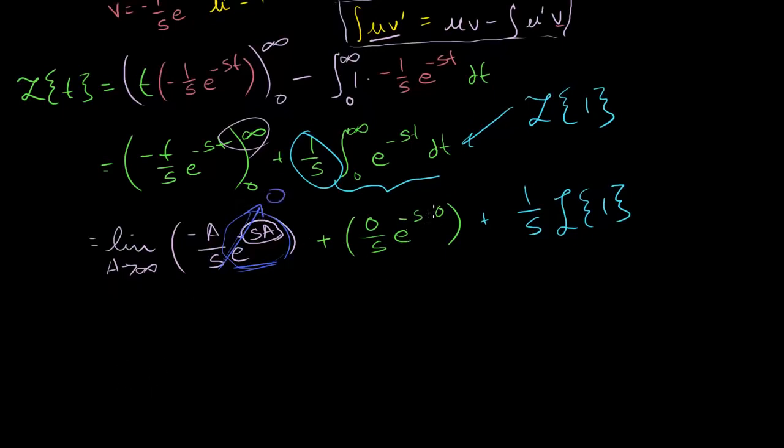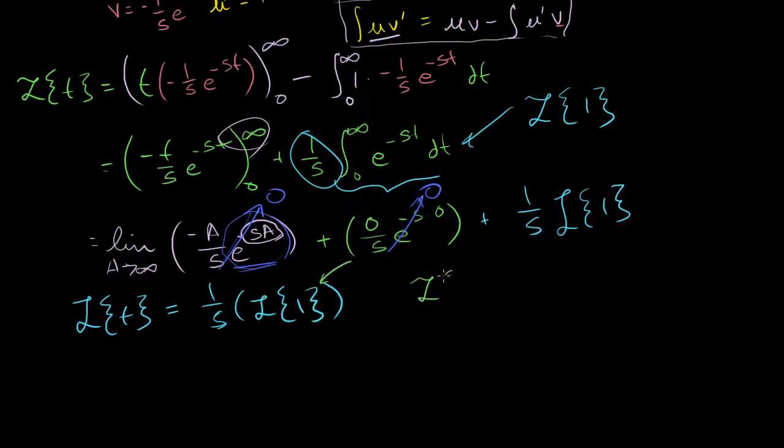Likewise, e to the 0 is 1, but you're multiplying it times a 0. So this is also going to go to 0, which is convenient because all of this stuff just disappears. And we're left with the Laplace transform of t is equal to 1 over s times the Laplace transform of 1. And we know what the Laplace transform of 1 is. We just did it at the beginning of the video. It was equal to 1 over s if we assume that s is greater than 0. And in fact, we have to assume s is greater than 0 here in order for this to go to 0. Only if s is greater than 0, then when you get a minus infinity here, does this approach 0. So fair enough.